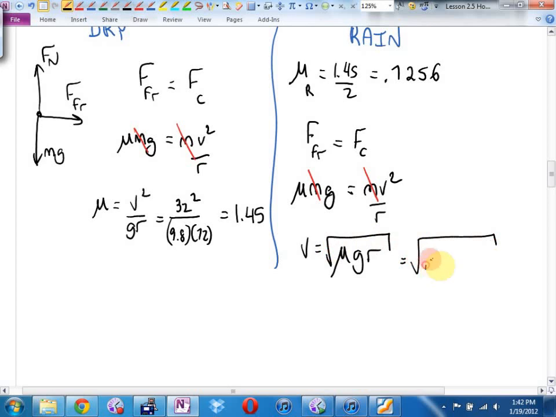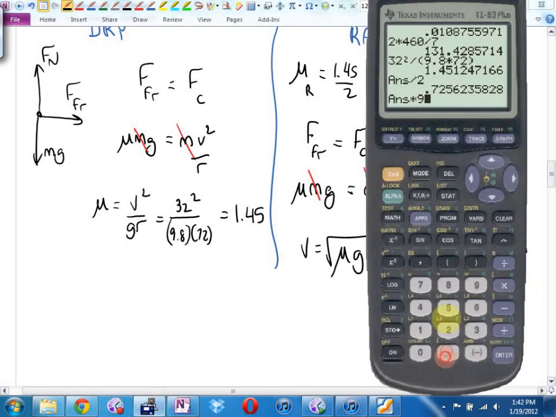And the radius was 72. 72 times 9.8 times 0.7256. Square root of, for Pete's sake, square root of 512. You get 22.6 meters per second. Sorry for that yucky mu value.